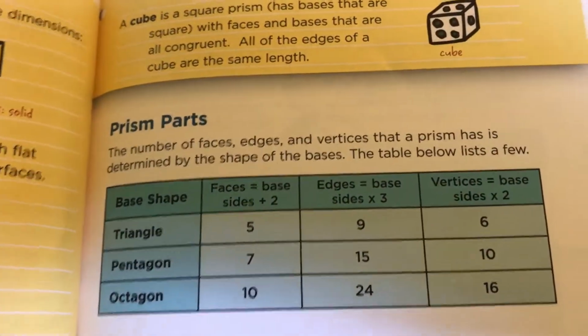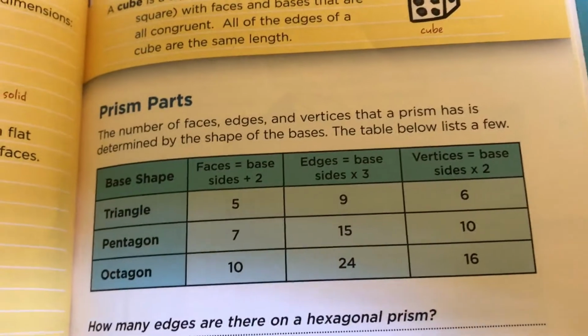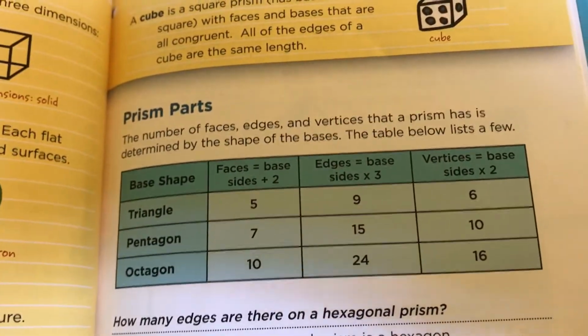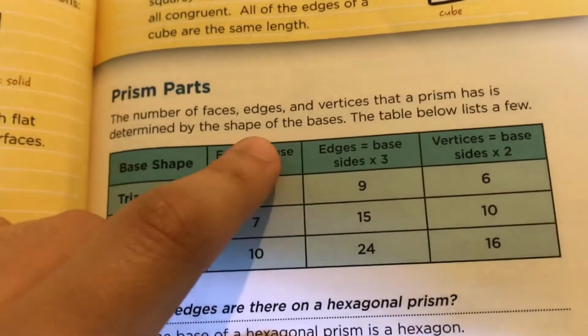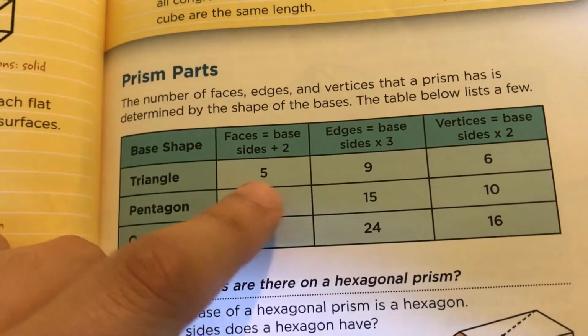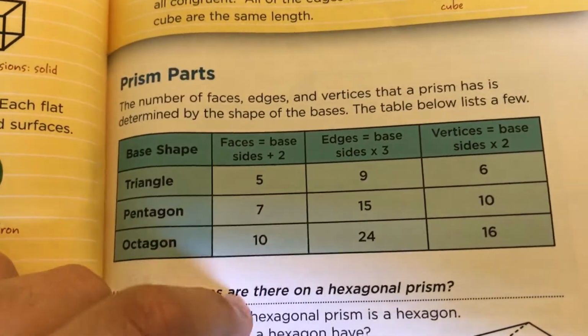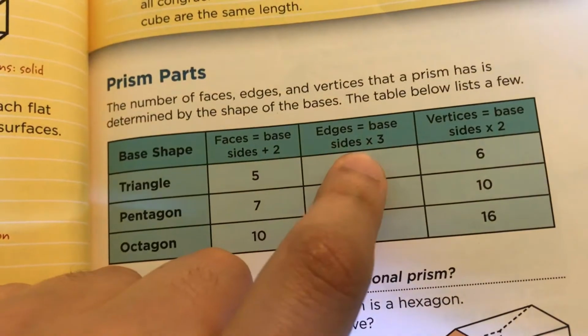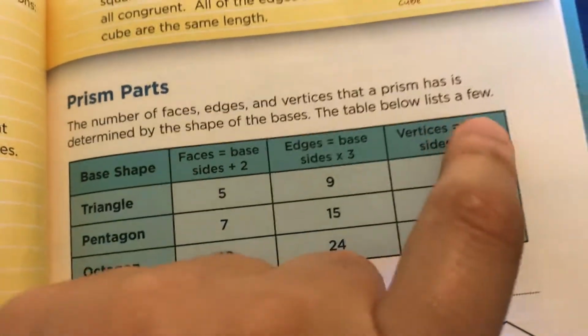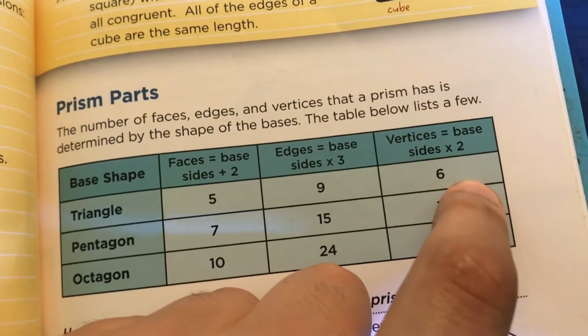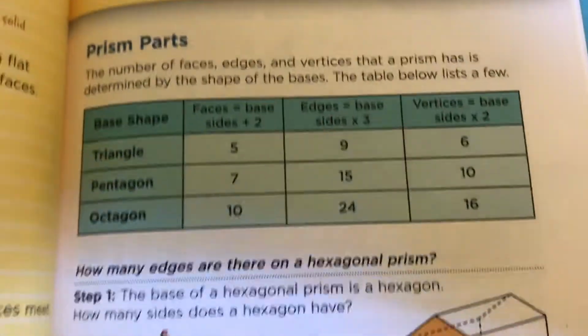Prism parts. The number of faces, edges, and vertices that a prism has is determined by the shape of the bases. The table below lists a few. Faces equal base sides plus 2: triangle 5, pentagon 7, 10. Edges equal base sides times 3: 9, 15, 24. Vertices equal base sides times 2: 6, 10, 16.